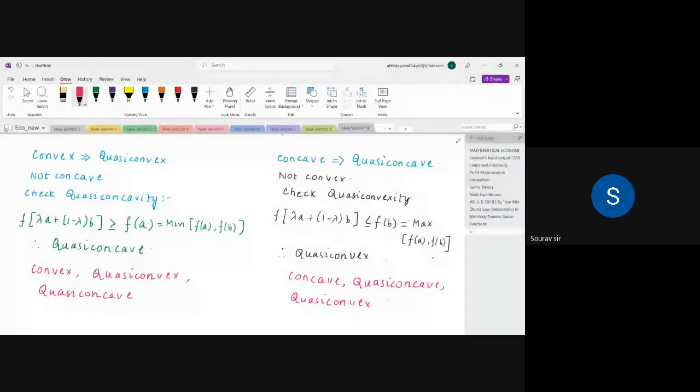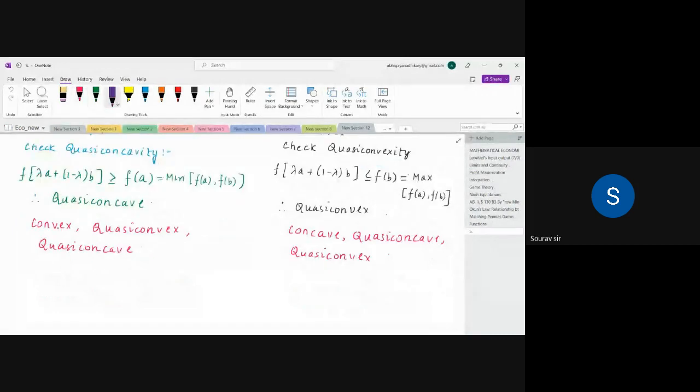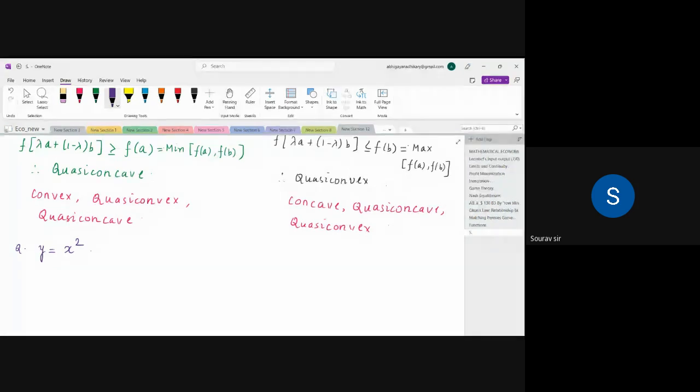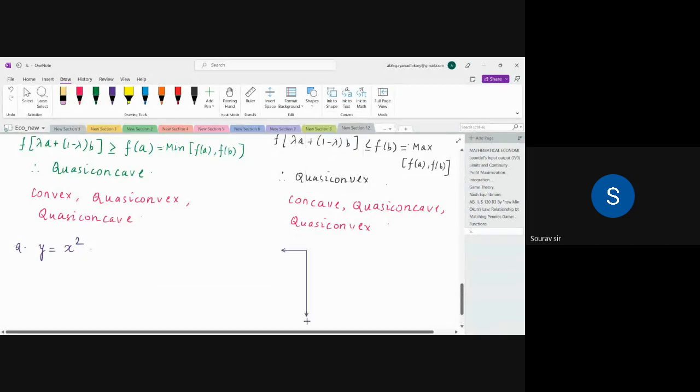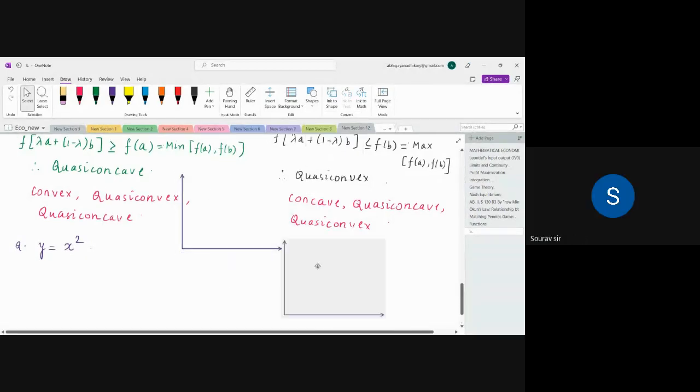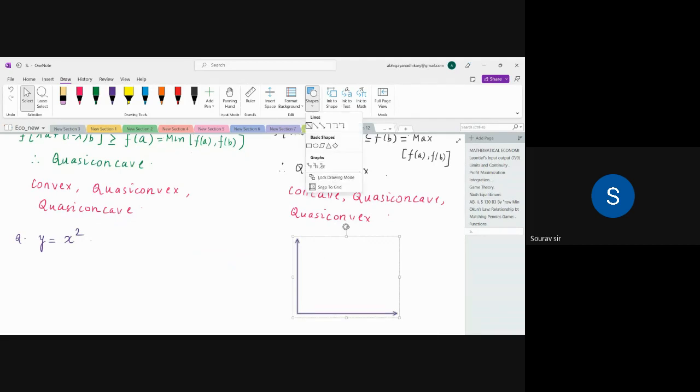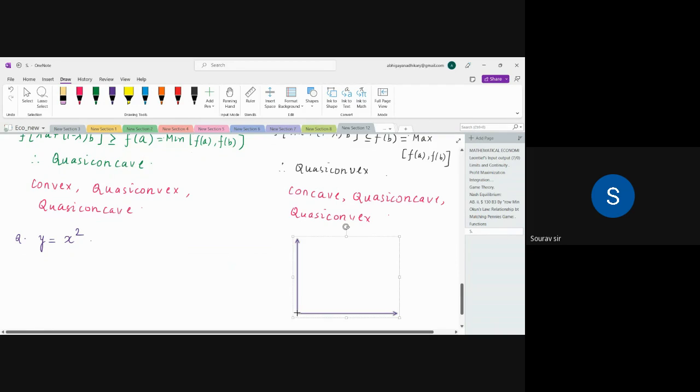Let's take one more question over here. Let's consider the function y equals x squared. Okay. How does this function look graphically? Can anyone tell me? What shape is it? Parabola? Correct. It's a parabolic shape. So given this function, we want to check if it is quasi-concave, quasi-convex, and the four things basically.